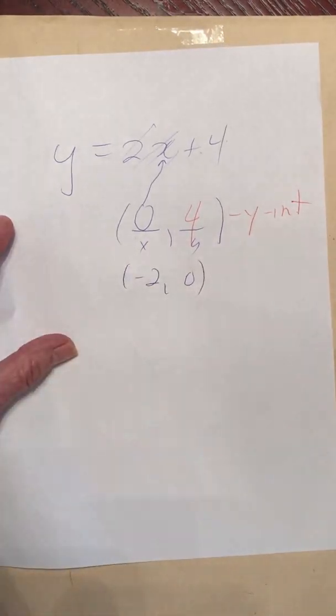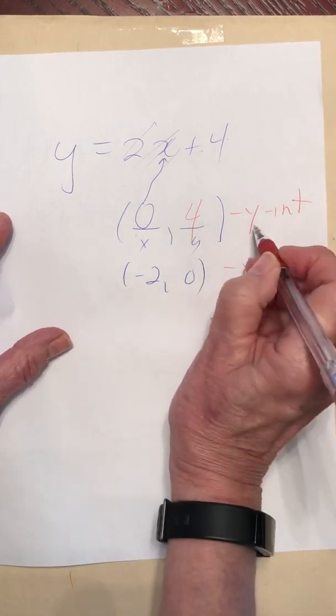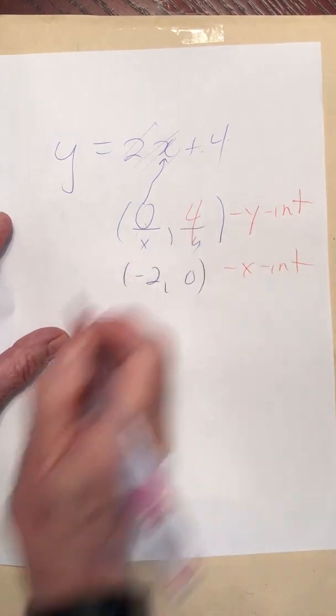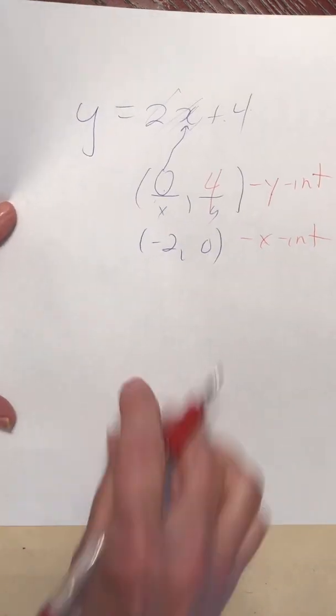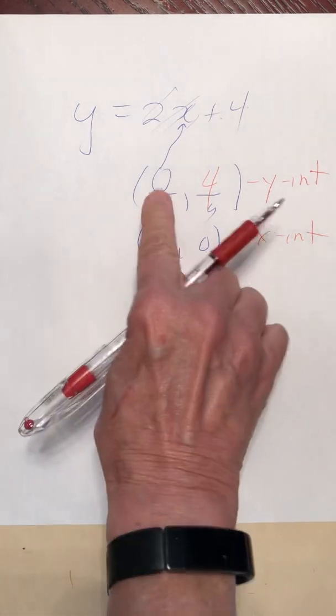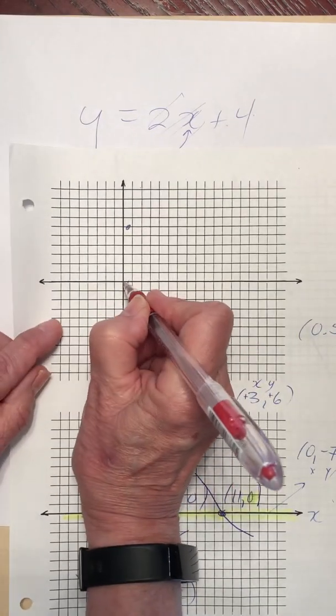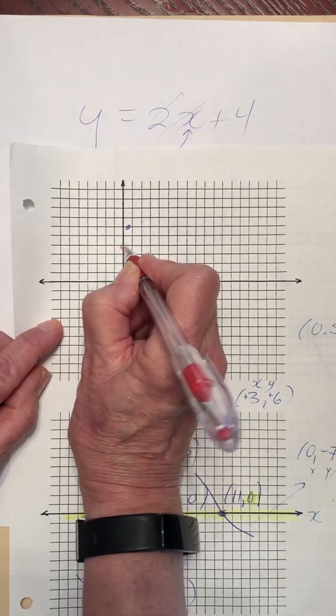Notice they're neat. They both have zeros in them. The y-intercept has a 0 for the x, and the x-intercept has a 0 for the y. This is enough for me to draw this graph. I can go to a grid and plot 0, 4. So 0, 4 would be here, so don't go left or right, and 4 up.